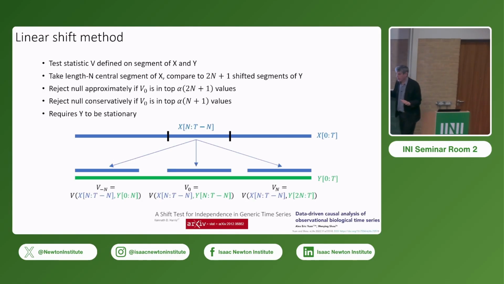So here's how it works: you've got your 2 time series, and you take a central portion of one of them, and you have a test statistic that measures the correlation of this with the other series. And then you take the same segment and you shift it from the beginning to the end, and that gives you a null distribution. And this is in this preprint and also independently from Yuan and Xu a few years later.